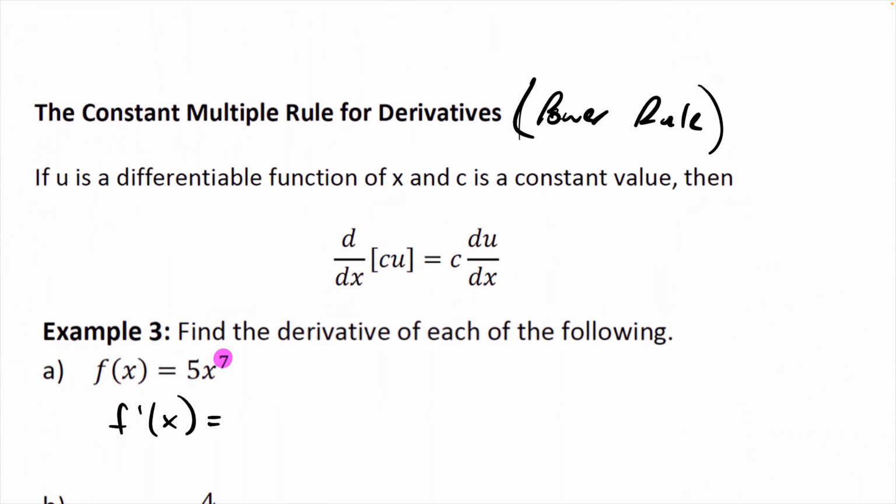The old power was 7, so I subtract 7 minus 1. I get 6, right? And then what do I do with that old power? Multiply it by 5, what was already there. So that's 35x to the 6.